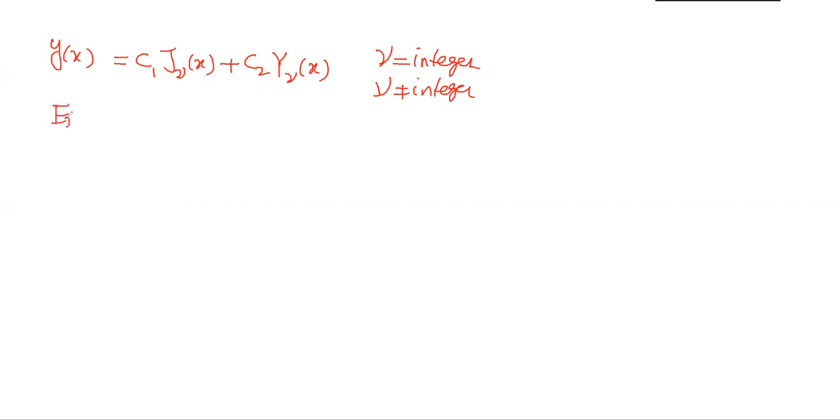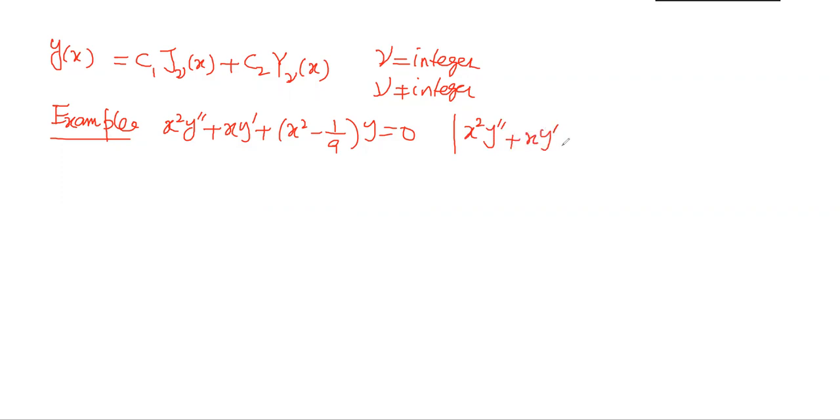Okay, so let's take some examples. Examples of the applications are relatively simple. For example, if you have this equation: x squared y double prime plus x y prime plus (x squared minus 1/9) y equals 0. If the Bessel's equation given is this, then what is the solution? We have to compare this with the general form of the Bessel's equation. The only difference between the given differential equation and the general form is the value of nu. So nu squared is equal to 1/9.